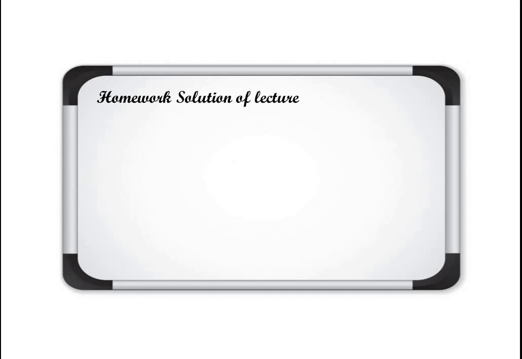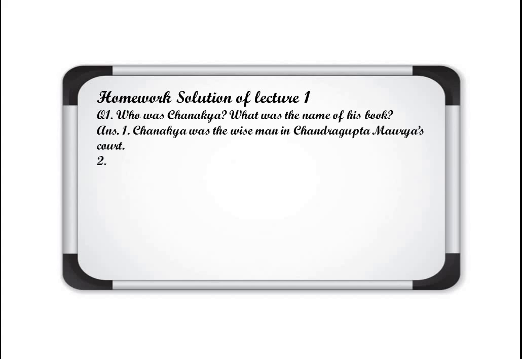Now the homework solution of lecture number 1. Question 1 was, who was Chanakya? What was the name of his book? Chanakya was the wise man in Chandragupta's court. He was also known as Kautilya, and the book's name was Arthashastra. He wrote a book named Arthashastra.